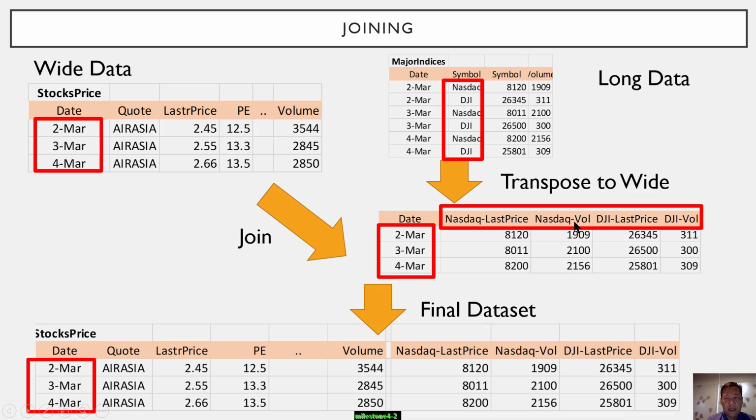And we're going to join the transposed wide columns and the wide columns together into a final data set. So it's 1 row per day with all the business news, commodities, and forex in respective features. Okay.